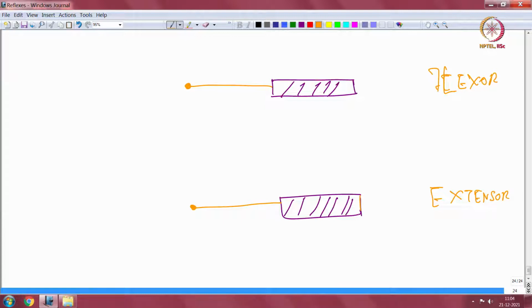So, in this one, when there is an alpha motor neuron activation over here, it goes to the spinal cord and then there is another neuron which is negative over here. So, what happens to the circuit is, and vice versa. So, vice versa is like this.